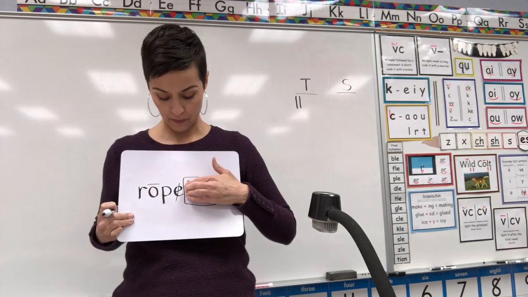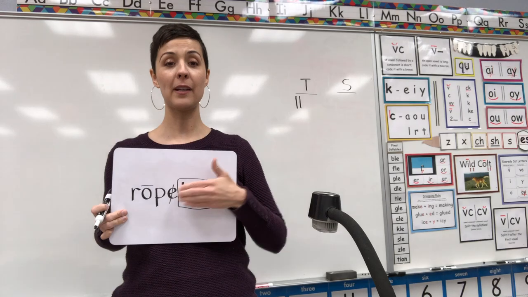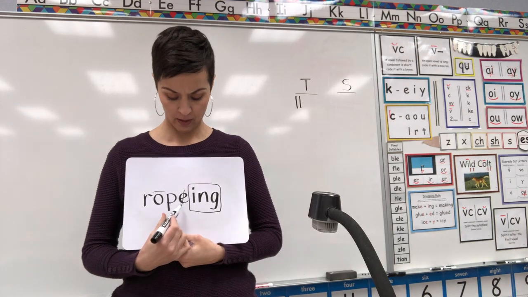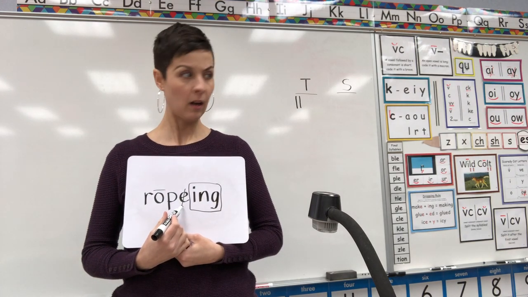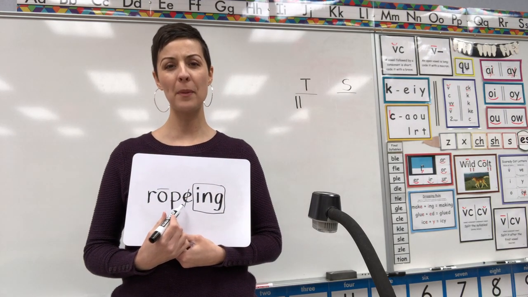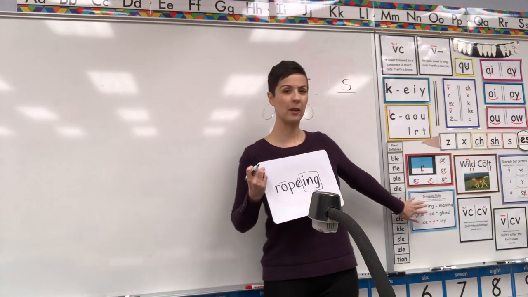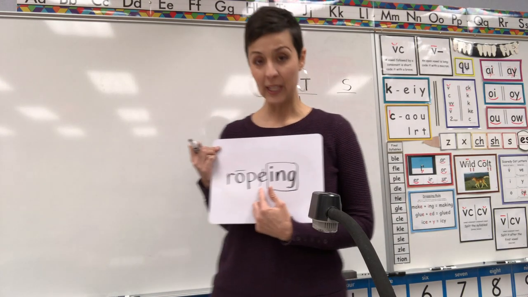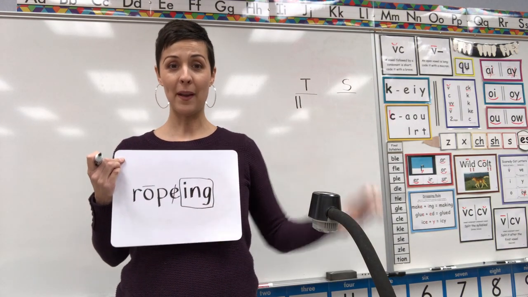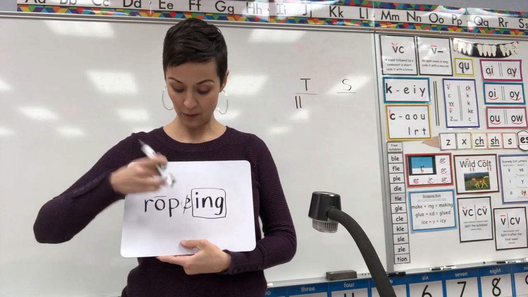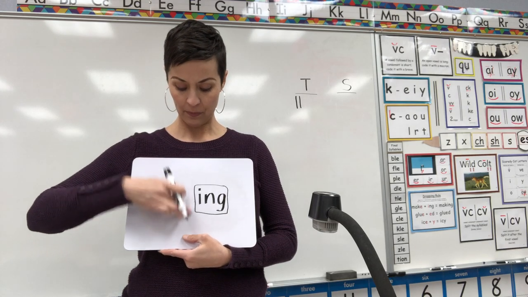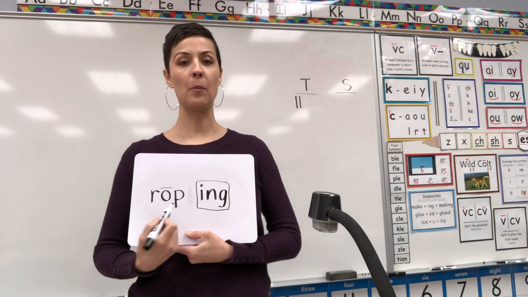Roping should be spelled R-O-P-E suffix I-N-G. Wait a minute. I think something's wrong here. Oh, man. I forgot about our dropping rule. Do you remember our dropping rule that we learned a while ago says if an E comes in front of a vowel suffix, you drop it. You drop it. Which means I should have dropped that E right out of the word. I should have said, nope, there is no E in that word. It used to be there, but it's not anymore. R-O-P-I-N-G.